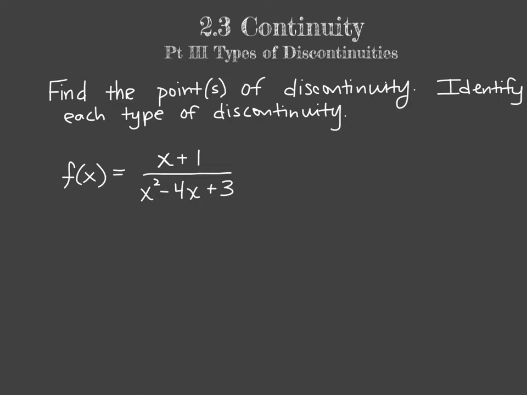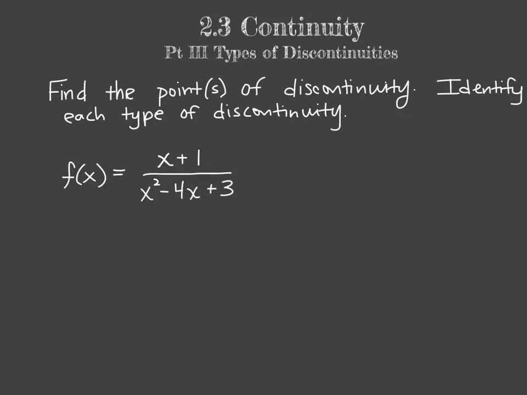With a rational function like this here, in order to identify the point or points of discontinuity, we want to just see what makes the denominator 0. That's going to be the easiest way to identify them. And then we want to classify, right? We want to say, is it jump? Is it removable? Is it infinite? So let's take a look at the denominator.